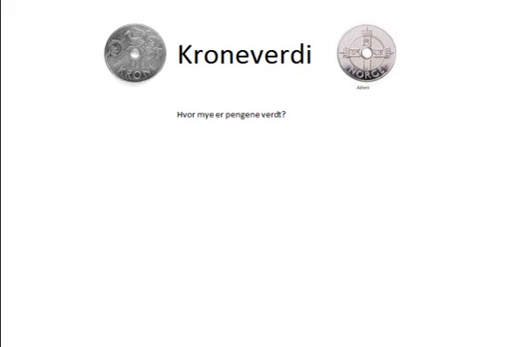Kroneverdi is based on the consumer price index. It really tells us, if we have something that costs 1 krone today, what would that have cost in the base year? That is 1998. And this can be done for any year. So we can find out what something that cost in 1990 would be worth in the base year, and so on. And this also means that the kroneverdien in the base year must be 1.